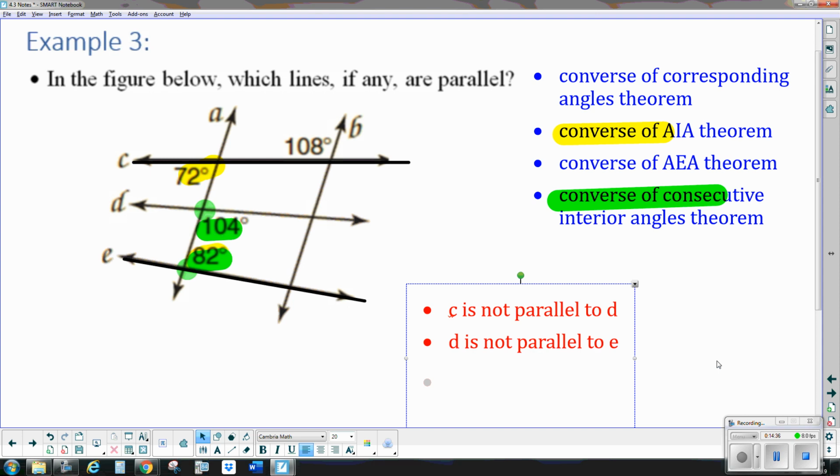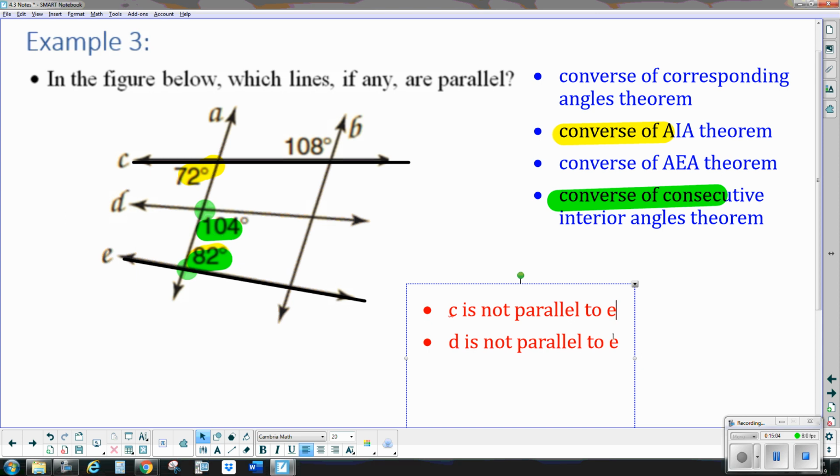Okay, so we know that C and D are not parallel. We know that D and E are not parallel. Let's see, oh, here, this should be C is not parallel to E, and D is not parallel to E. All right, let's see if C and D are parallel.